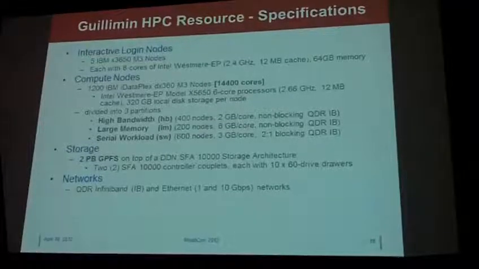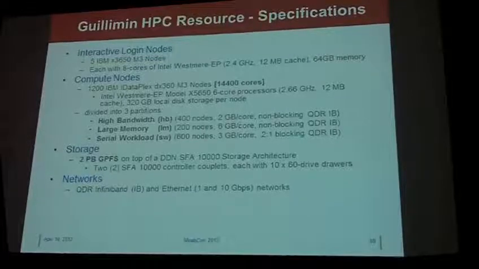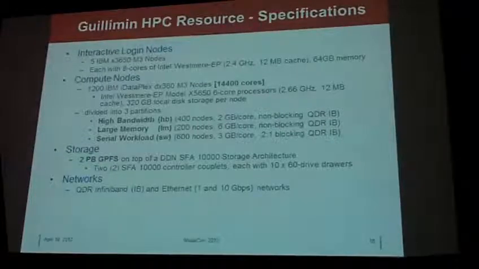In terms of the different partition types, half the machine is more targeted toward serial workloads, so it's a 2-to-1 blocking in the IB fabric. We provide effectively 3 gigabytes of memory per core. Then we take the other half of the machine and split it into a large memory portion, what we consider large for that type of workload, and a high bandwidth portion. Both are non-blocking in terms of IB, but then we have a segregation in terms of how much memory we provide per node. It's a fat tree network, so it's simple in that regard.